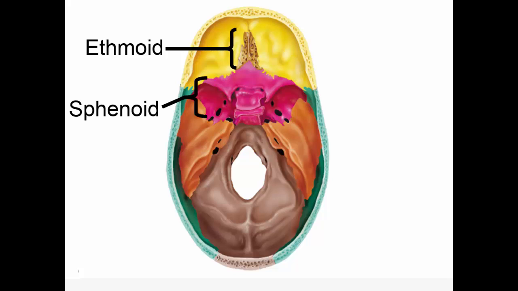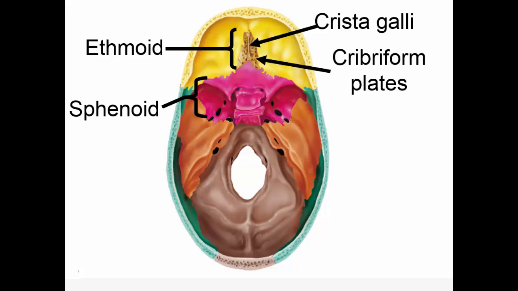Looking at the ethmoid and sphenoid bones and their landmarks, there is a crest or a ridge that stands up in the middle of the ethmoid bone. This is called the crista galli. The meninges of the brain are attached here to help stabilize the brain in the skull. And then there are all these tiny little holes. These are called the cribriform plates. This is where the individual neurons of the olfactory nerve will come up from the nose.